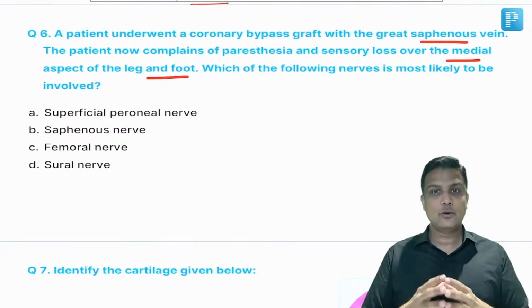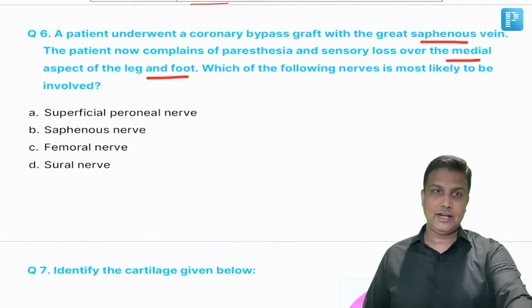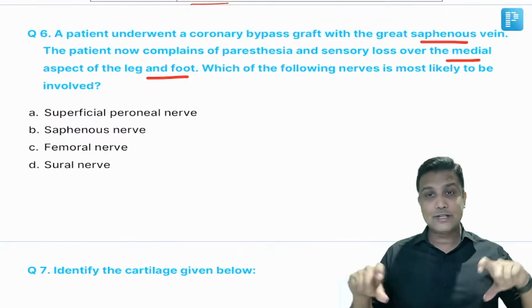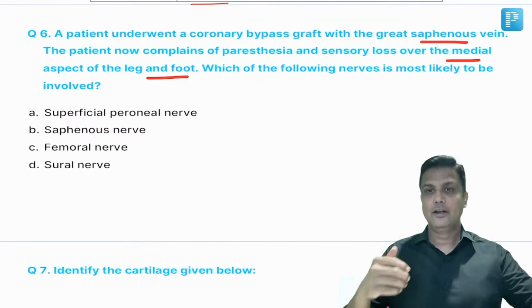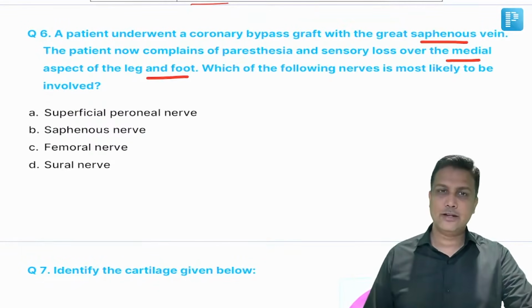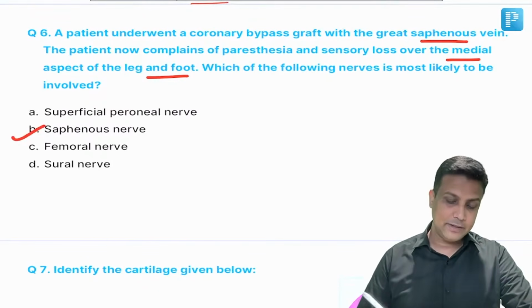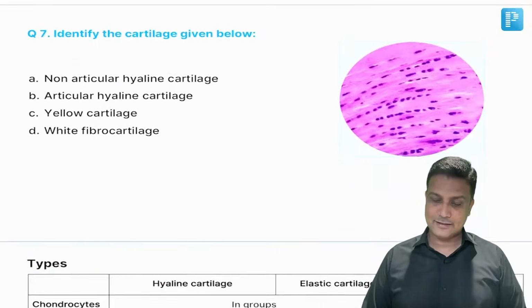So the saphenous nerve is the one which supplies the skin of the medial side of the leg and the medial side of the foot up to the ball of the great toe. And remember, if in CABG you are going to use the great saphenous vein, when you remove that vein, there are high chances that the saphenous nerve will be gone too, and the patient is going to complain of loss of sensation on the medial side of the leg and the foot. Medial side of the leg and the foot, guys.